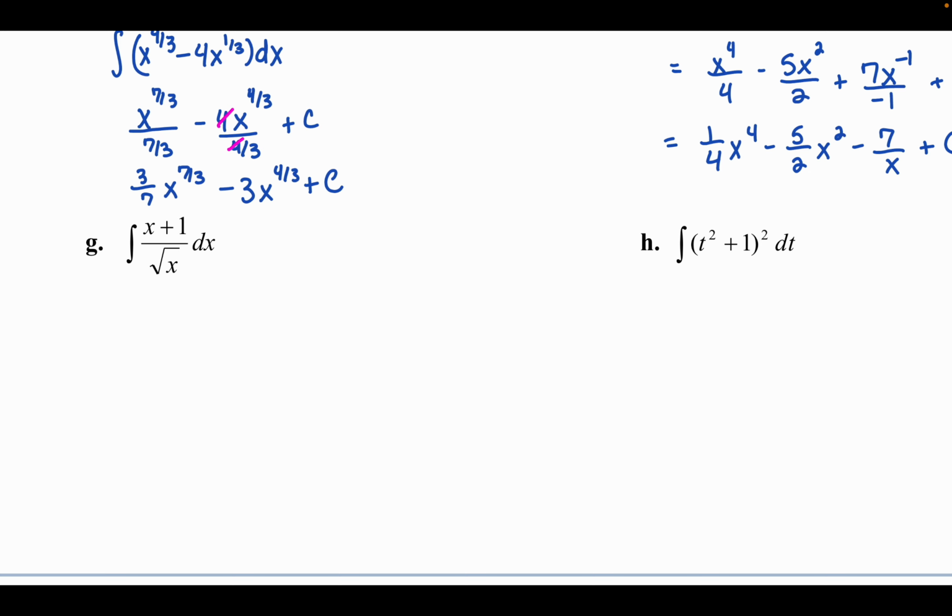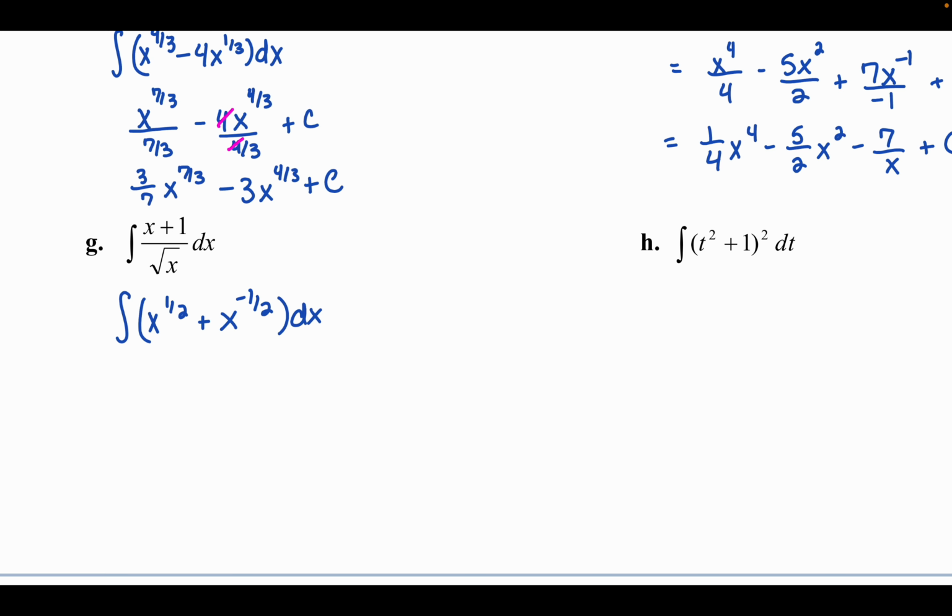All right, here we have a fraction again. We don't have any rules about fractions, so I'm going to split it up. This will be x to the 1/2 plus x to the negative 1/2. If at any time you need to pause the video in order to process some of the algebra, please feel free to do so. So now I'm going to take the antiderivative.